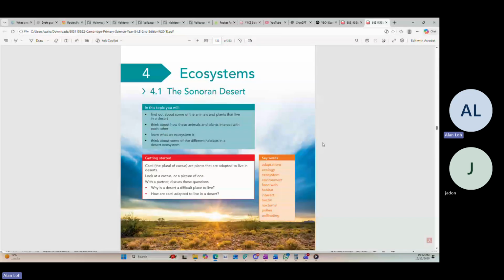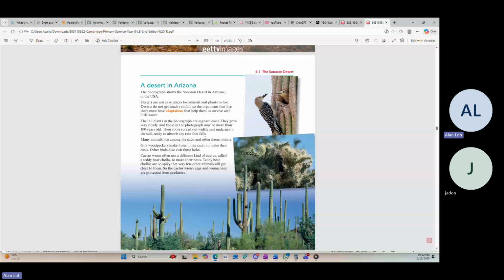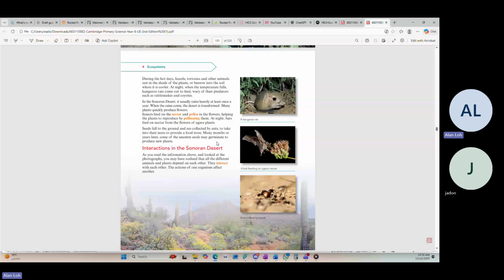Okay? Now, ecosystem. So it's talking about the desert, talking about the woodpecker, right? This page, and talking about the cactus, and the Sonoran Desert. Other than the woodpecker, there are others. And how do they interact with nesting and pollination, and also seeding, right?